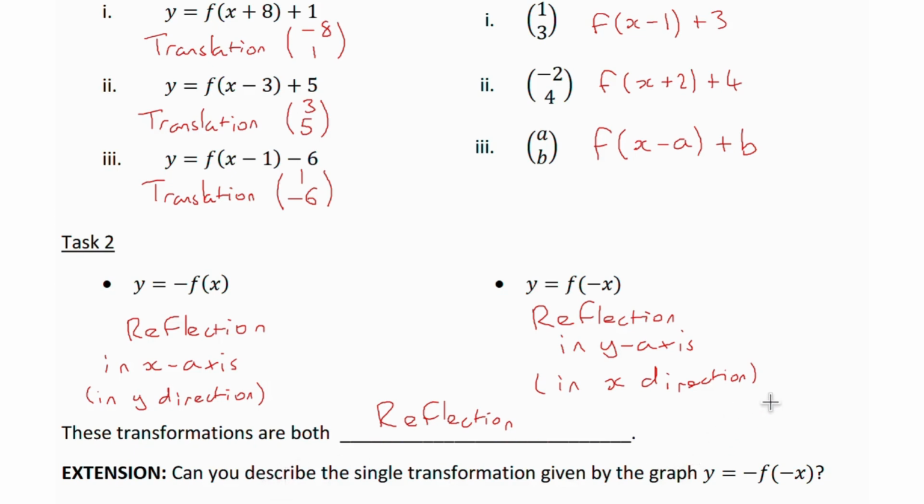Can you describe the single transformation given by the graph of minus f of minus x? That's going to be a rotation by 180 degrees about the origin. If you have a look at what that looks like, you'll be able to see that.